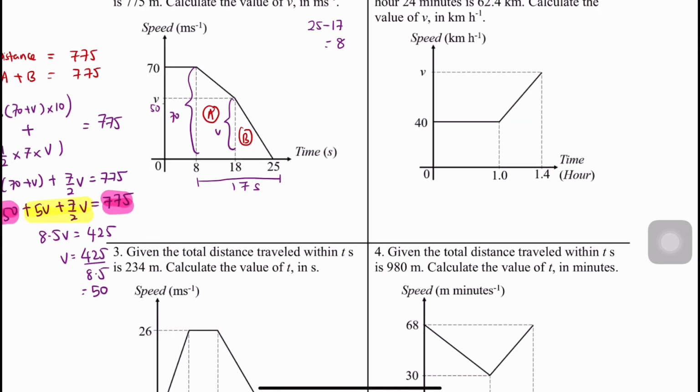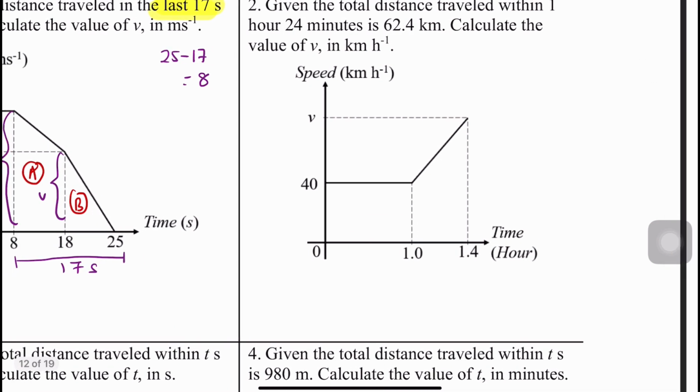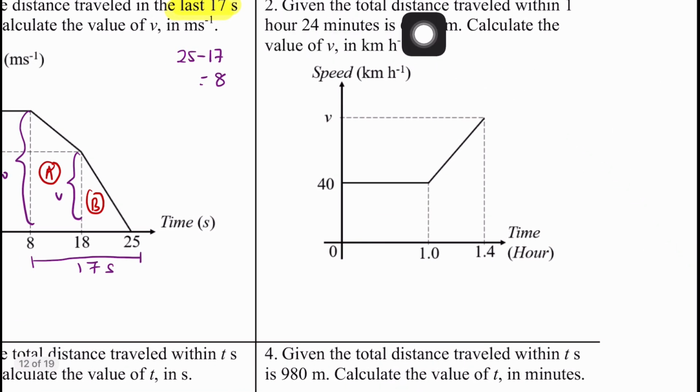Now let's try number 2. Given the total distance traveled within 1 hour and 24 minutes is 62.4 kilometer, calculate the value of V in kilometer per hour. Now we have 1 hour and 24 minutes. So 1 hour 24 minutes is how many hours? We try to convert it in hours only.